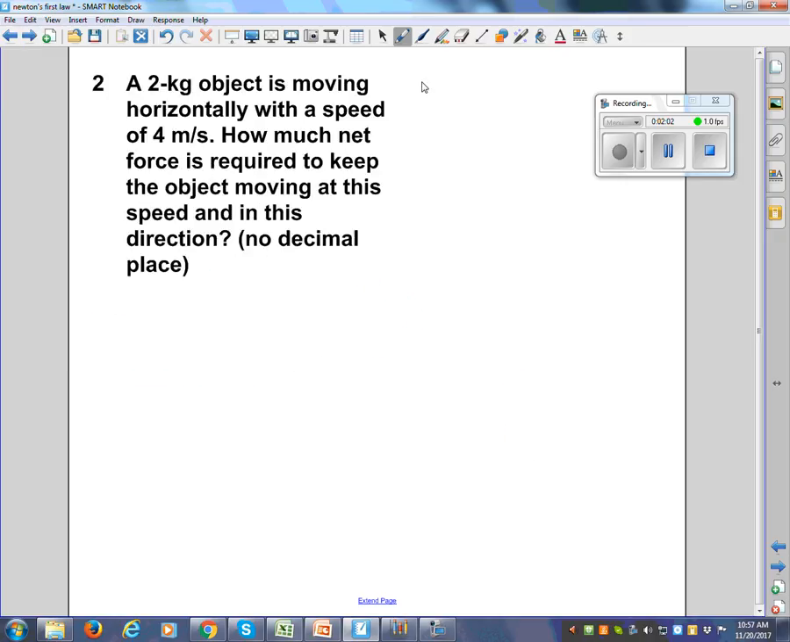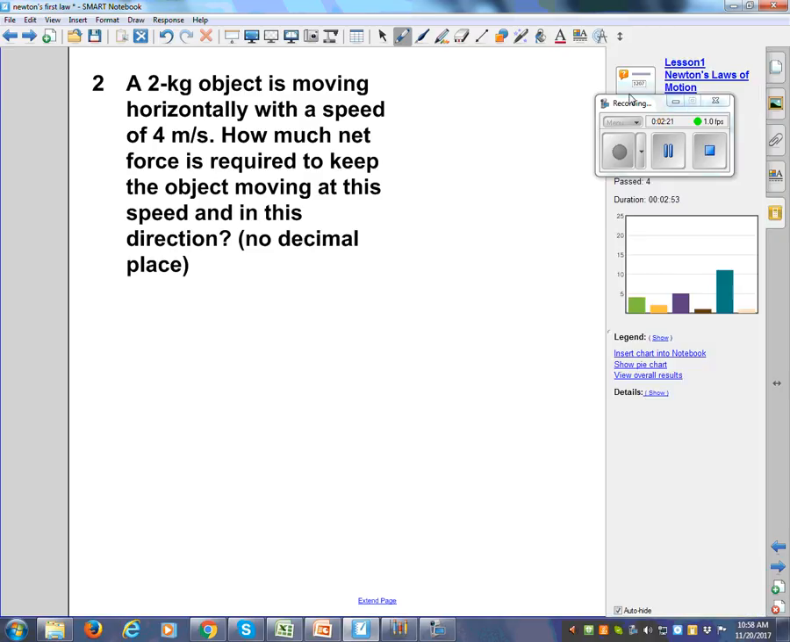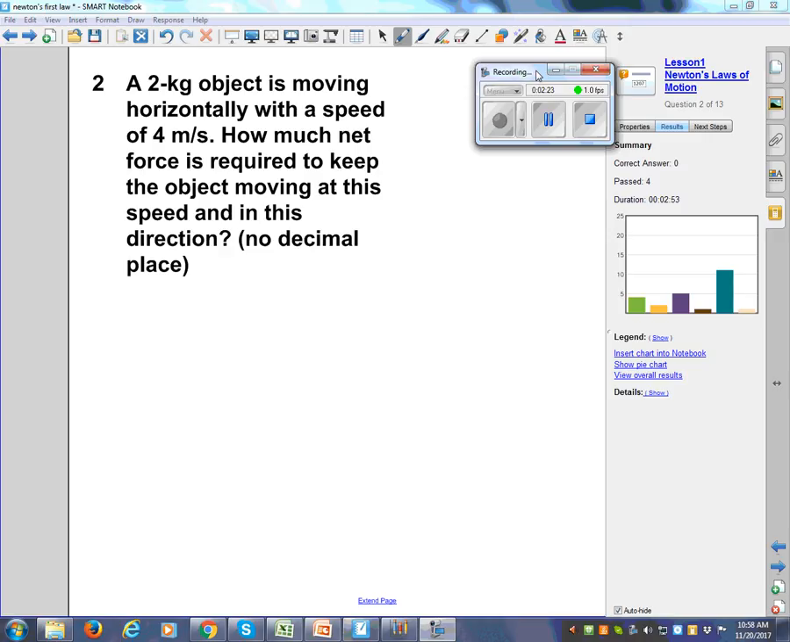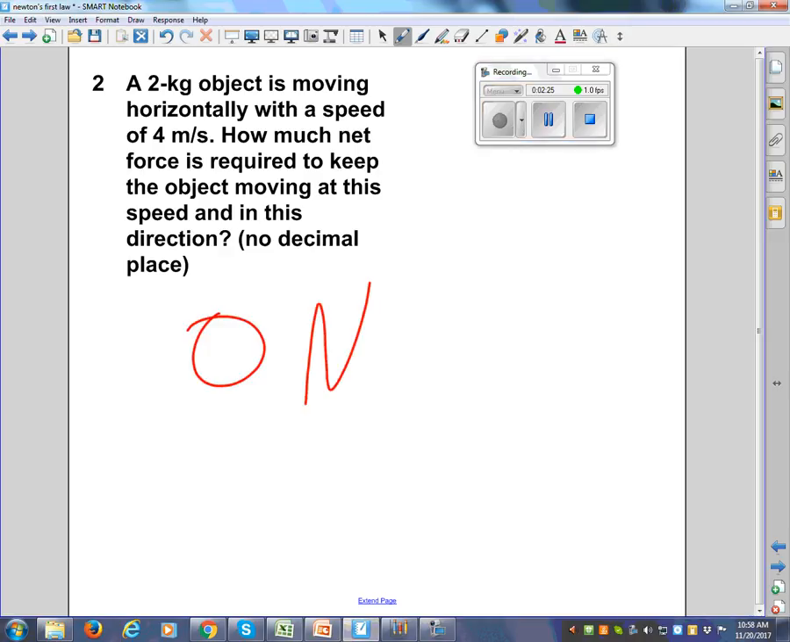Now, this brings me to number 2. Here's where I really test to see if you get it. A 2 kilogram object is moving horizontally with a speed of 4 meters per second. How much net force is required to keep the object moving at this speed and in this direction? No decimal place is needed. And the answer, we'll see how many people got it, is 0. 0 newtons.